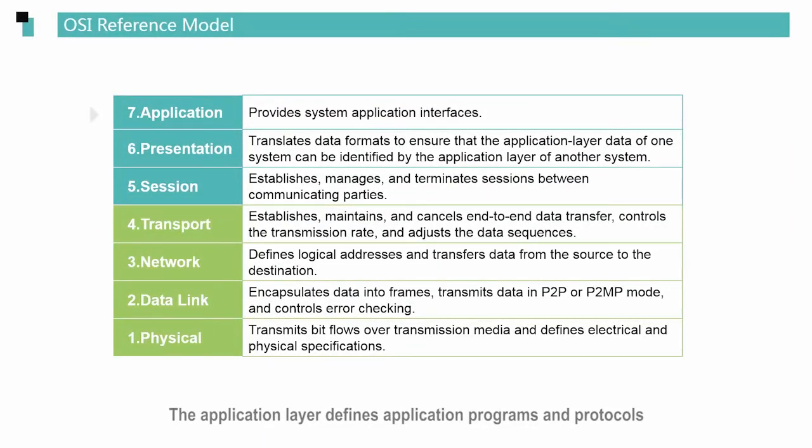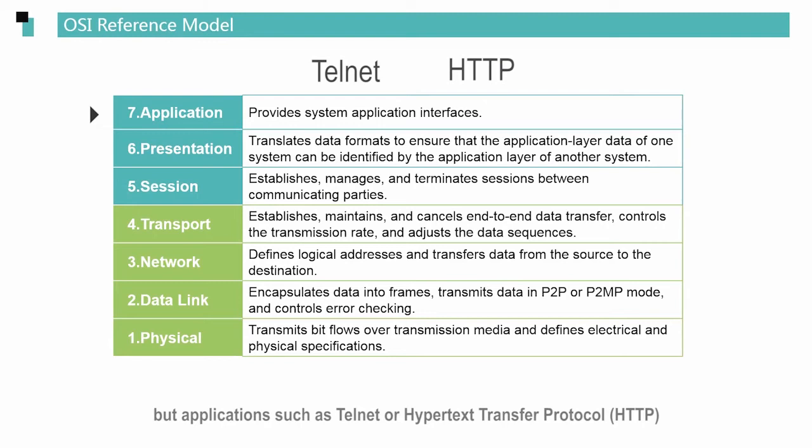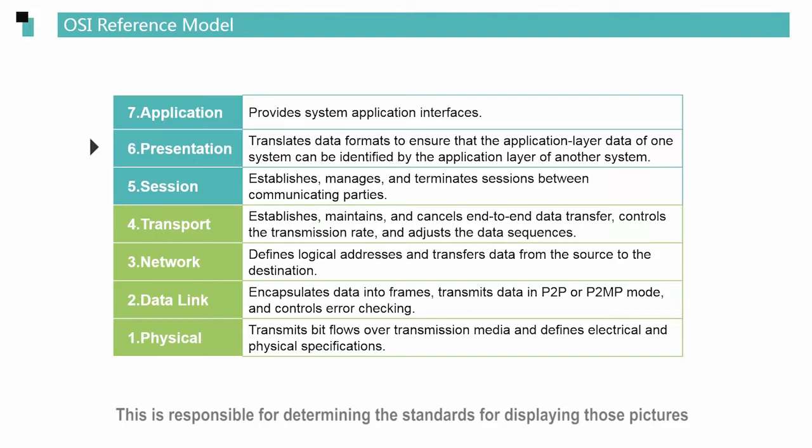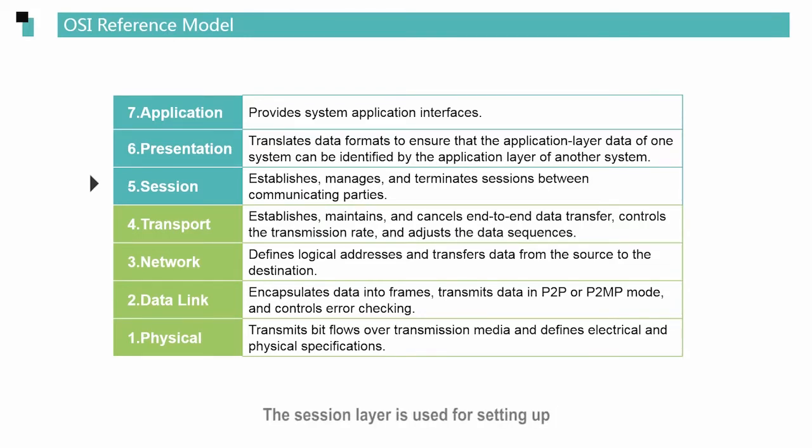The application layer defines application programs and protocols. These application programs are not software such as Skype, but applications such as Telnet or Hypertext Transfer Protocol, HTTP. You will likely already be familiar with HTTP from web addresses. For example, the full Uniform Resource Locator, URL, of Huawei's website is http://huawei.com. This means that the information displayed on the page, such as text, images, and multimedia, has been sent using HTTP. Next is the presentation layer. This is responsible for determining the standards for displaying those pictures, texts, and so on. The session layer is used for setting up, maintaining, and tearing down sessions between nodes. These 3 layers are called the system layers and implemented by the system.